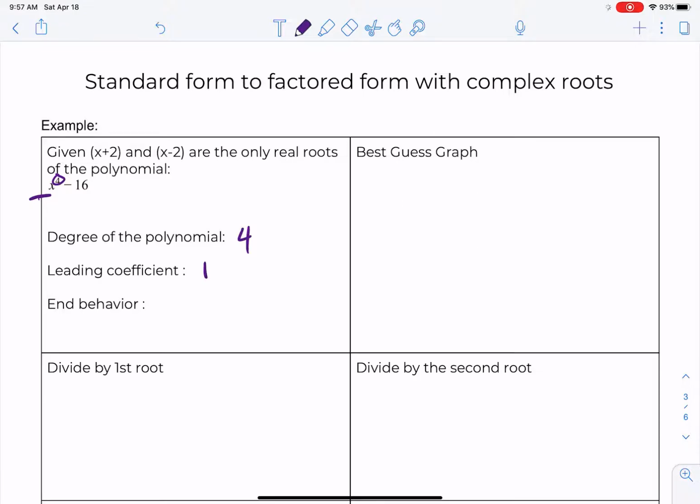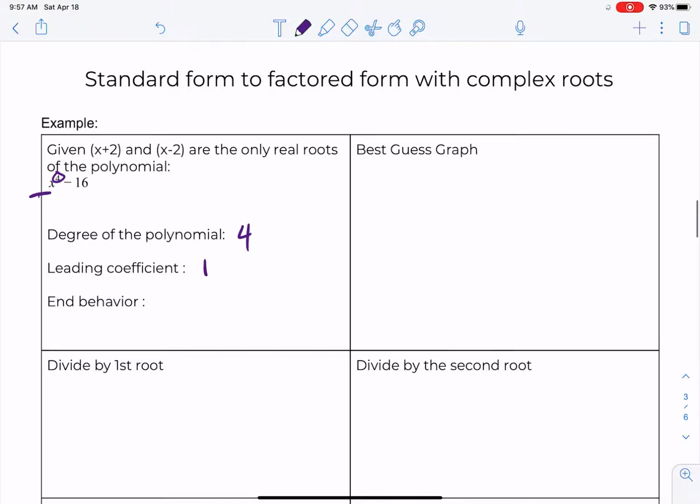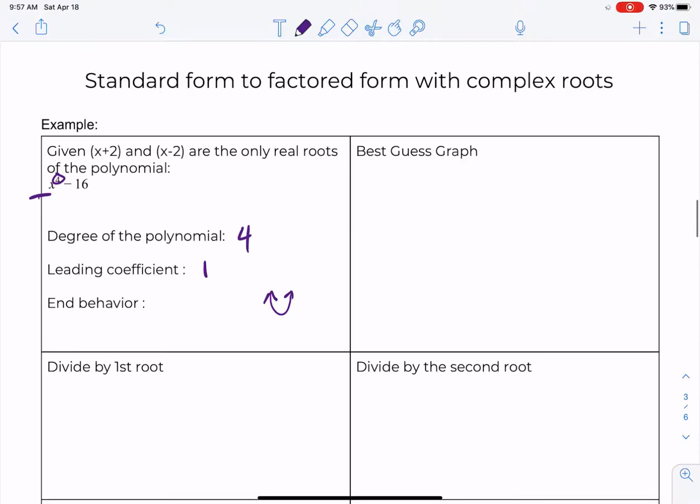This is an even degree polynomial, and it has a positive leading coefficient, so I know both arms are up. Now this is degree 4, so it should have more hills and valleys than that, something more like this, but both arms are going to be facing up. So as x goes to negative infinity, so it would be going this way, what's y doing? Going to positive infinity. And then going this way, as x goes to infinity, what's y doing? Y is still going to infinity. So the end behavior is the same because it's an even degree polynomial. Leading coefficient is positive, so arms up.